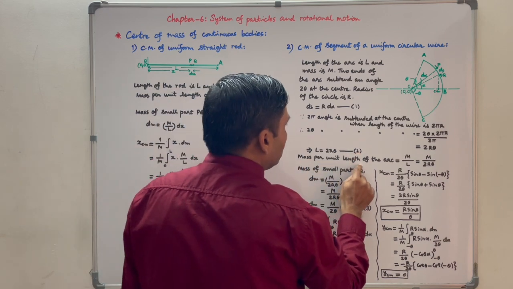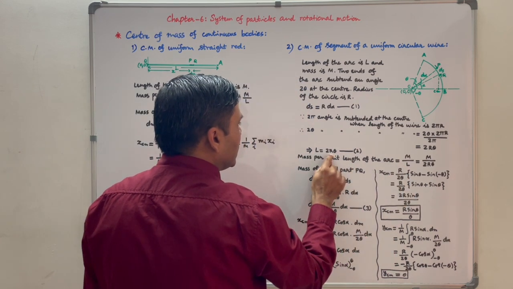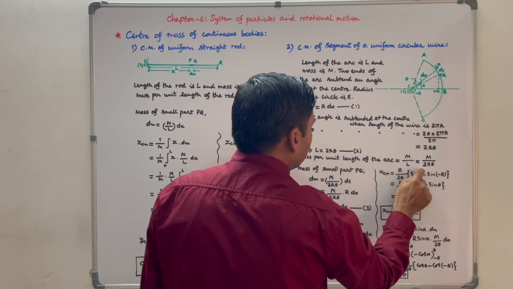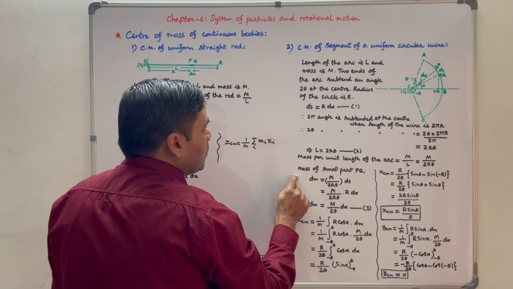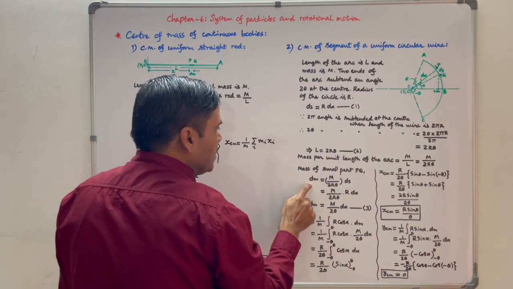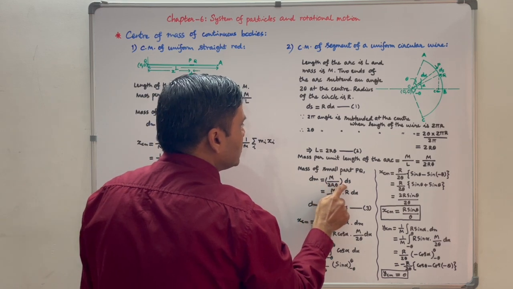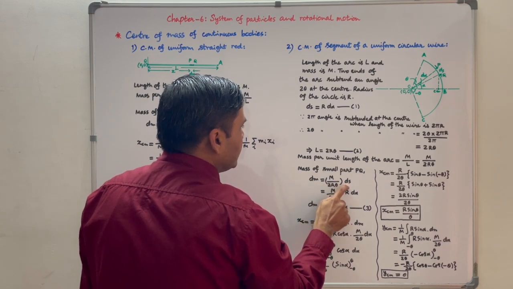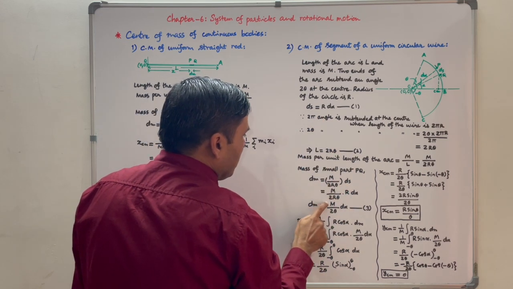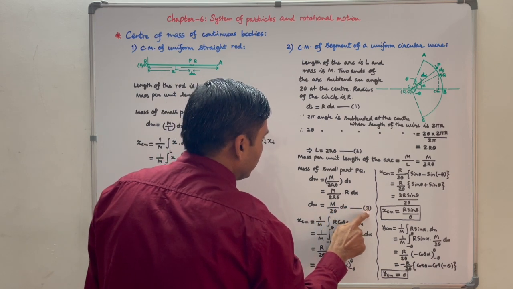Mass per unit length of the wire is m by L and L is equal to 2 r theta. So mass per unit length of the wire is m by 2 r theta. Mass of small part which has a length ds is given by dm is equal to mass per unit length of the wire into length of the small arc. ds is equal to r d alpha. So dm is equal to m by 2 theta into d alpha. Suppose this is equation number 3.